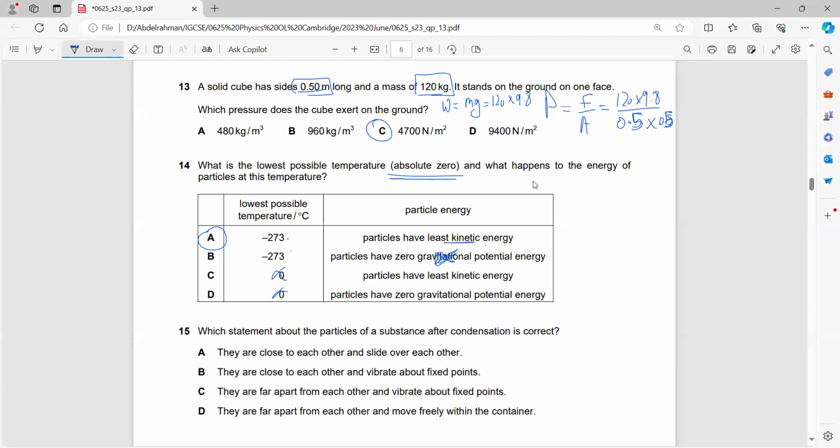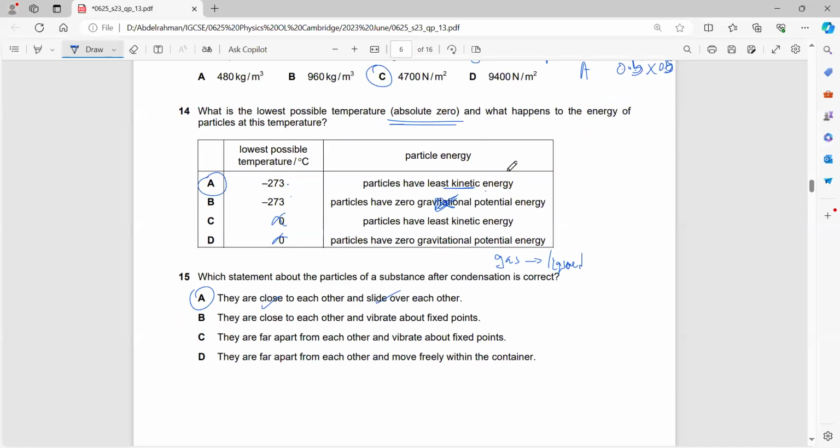Which statement about the particles of a substance after condensation is correct? After condensation, gas to liquid. So they become liquid, so they are close to each other and they do slide over each other. This is correct. A.